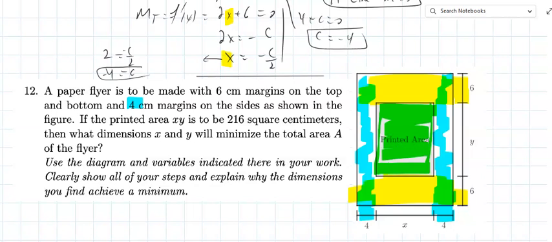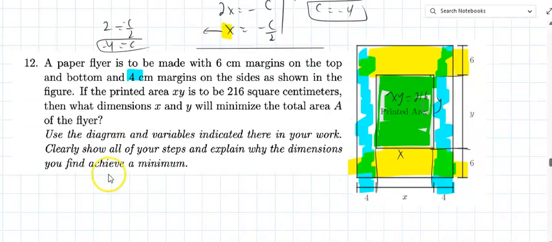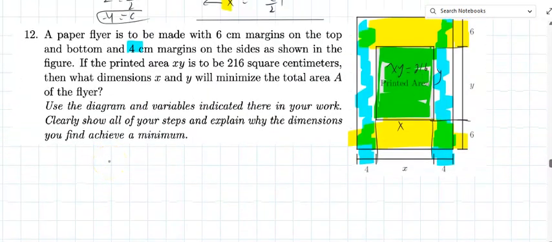Around that printed area, it's going to be plain, like a frame around a photo. Remember, look at this, that is X and that is Y. The printed area, which is the green, that's XY, and that is 216 square centimeters. They're asking what dimensions of X and Y will minimize the total area.